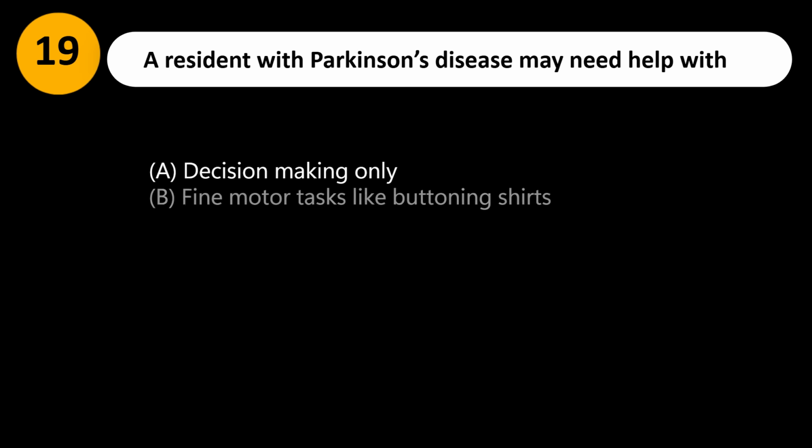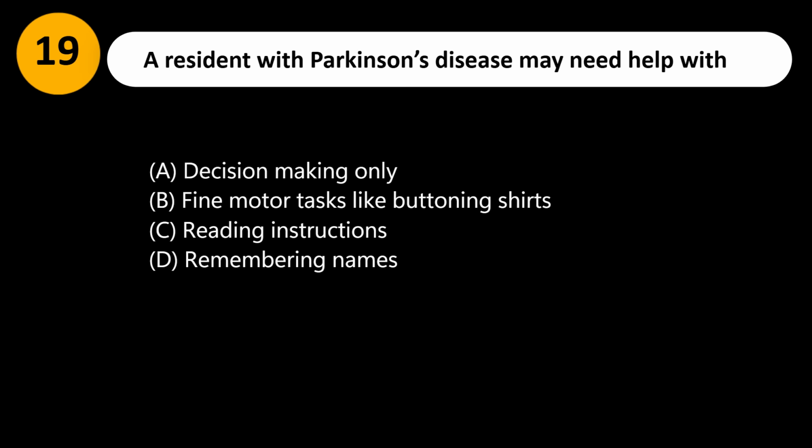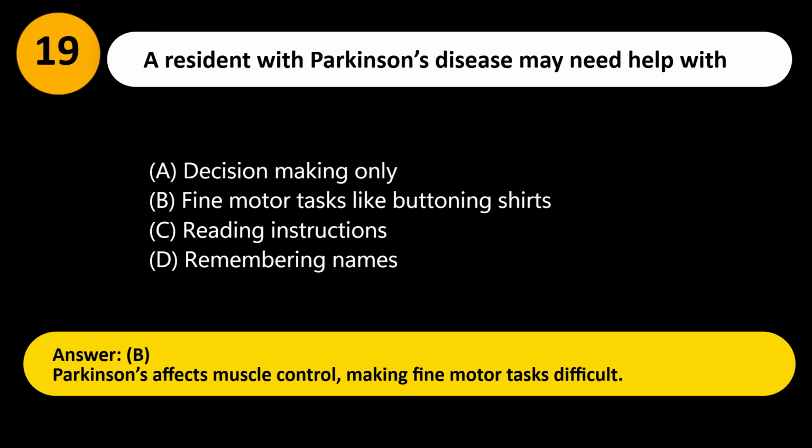A resident with Parkinson's disease may need help with: A. Decision-making only. B. Fine motor tasks like buttoning shirts. C. Reading instructions. D. Remembering names. Answer, B. Parkinson's affects muscle control, making fine motor tasks difficult.